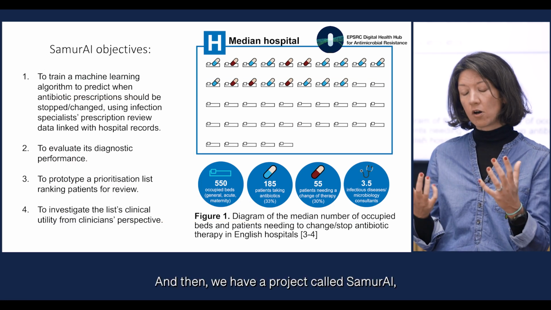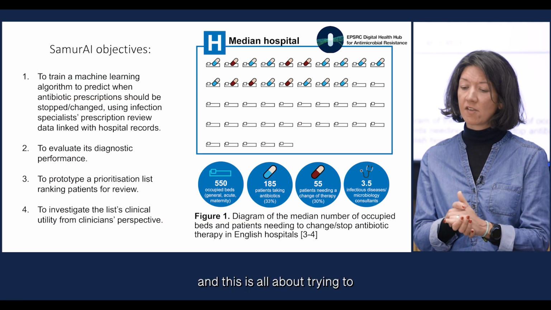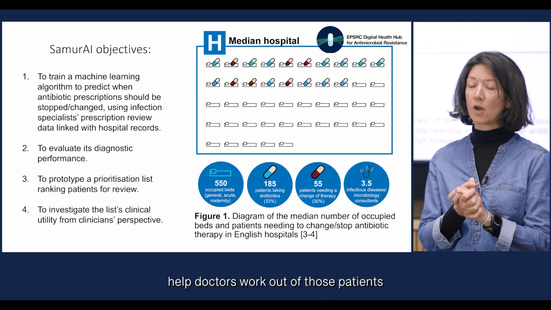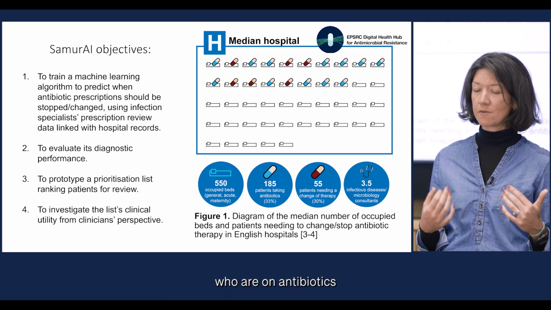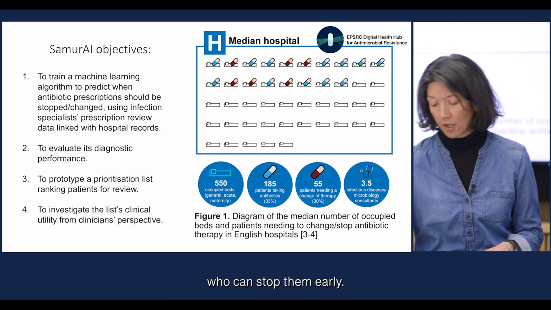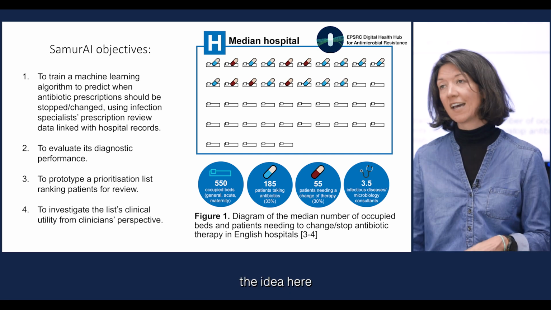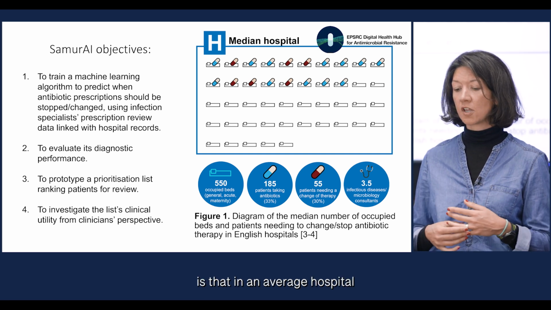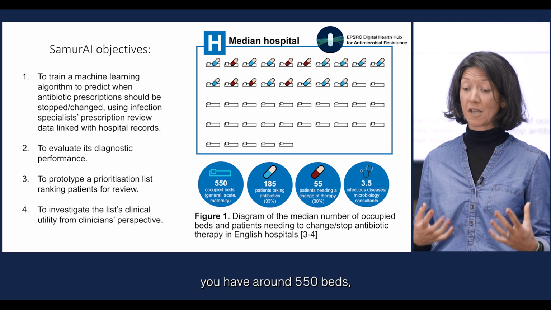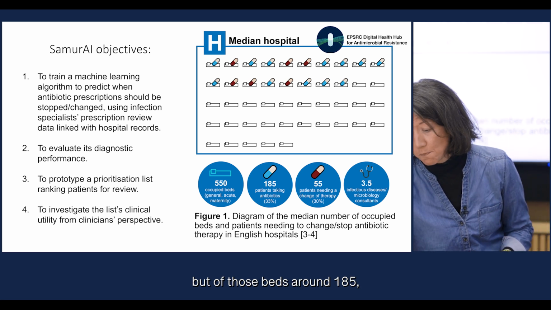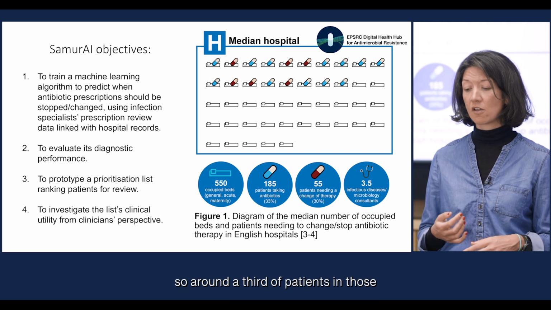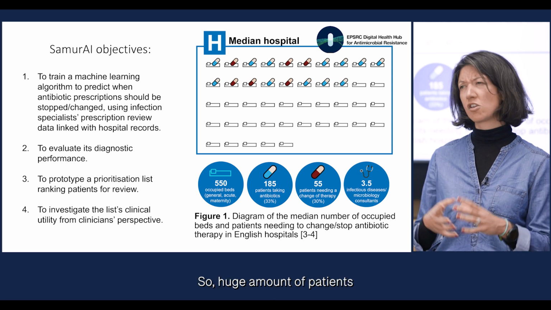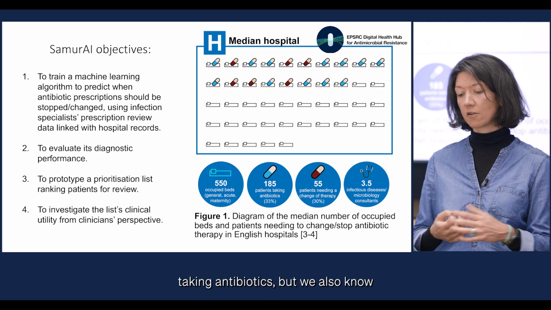And then we have our project called Samurai, and this is all about trying to help doctors work out which of those patients who are on antibiotics can stop them early. The idea here is that in an average hospital, you have around 550 beds. But of those beds, around 185, so around a third of patients, are taking antibiotics. So a huge amount of patients taking antibiotics.